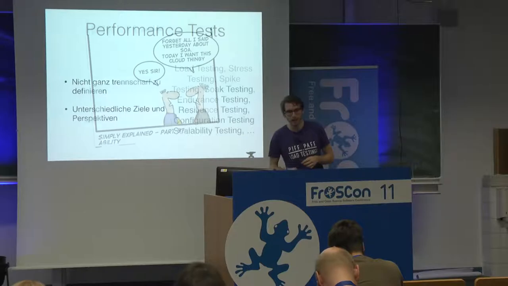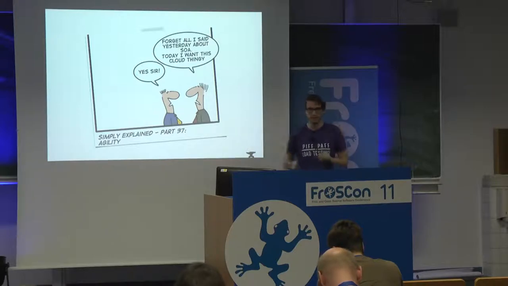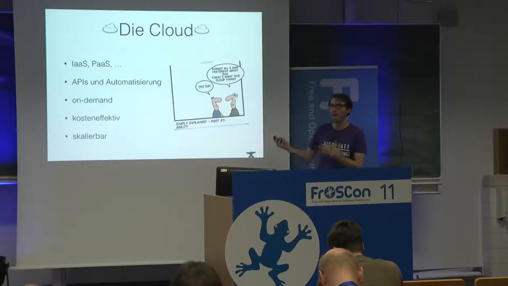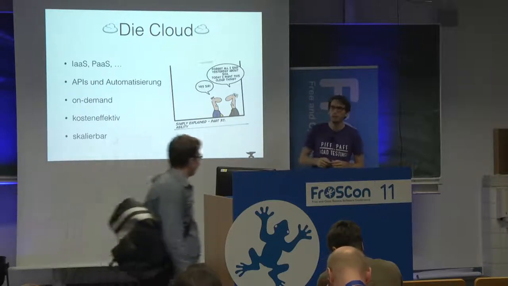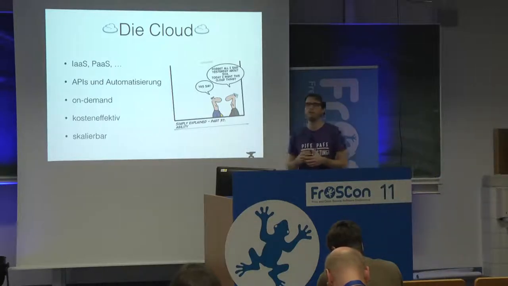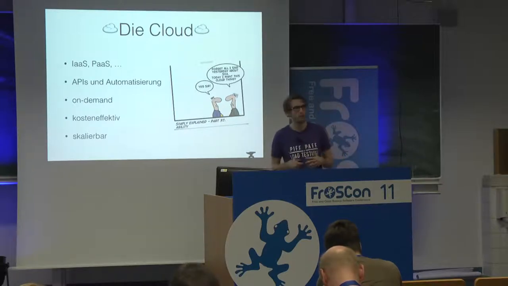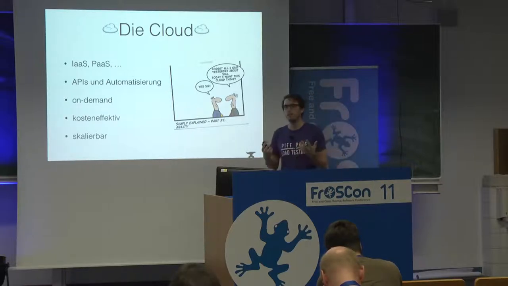So now we have one final piece to make the talk title complete. We have to talk about this cloud thing, so the cloud. I'm not here to sell you the cloud. I just want to describe what we get from all those cloud vendors that are available to us. We get basically infrastructure as a service, so networks, compute, storage, and all those things. We get a platform as a service sometimes. But the most important thing is that we get APIs and automation across all those services and components. And we get this on demand, which makes it really easy to achieve a cost-effective and scalable system.